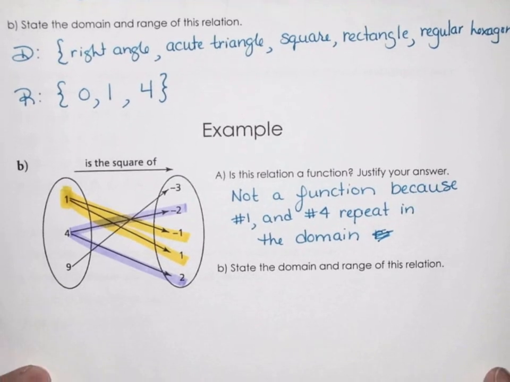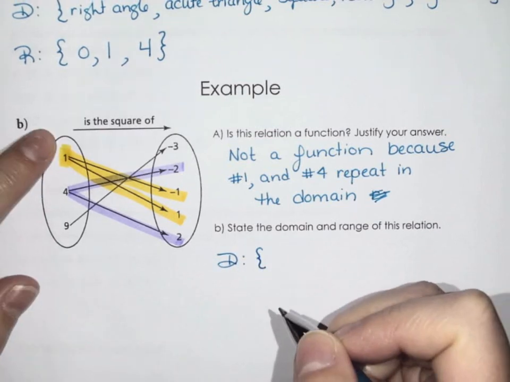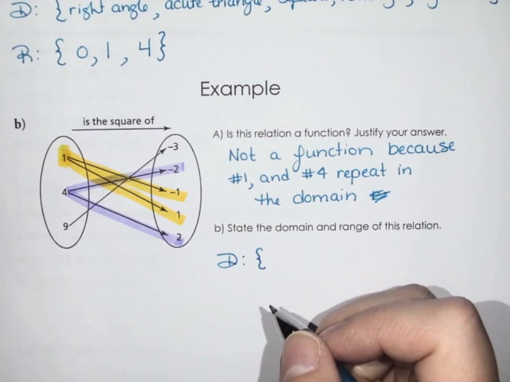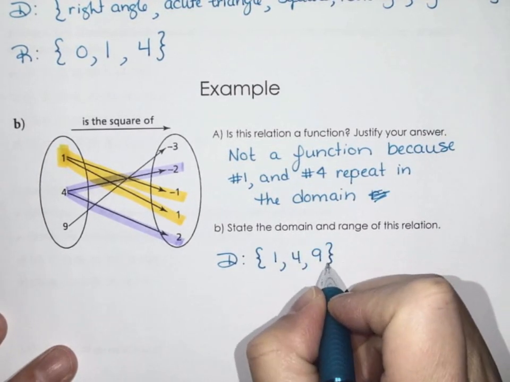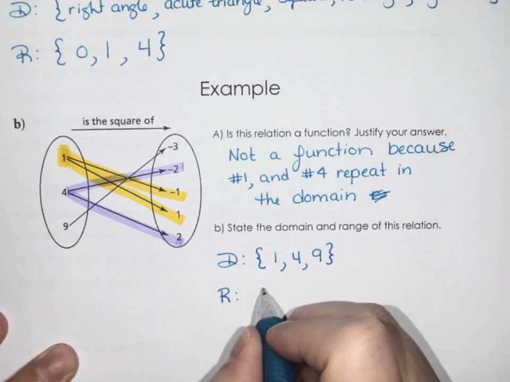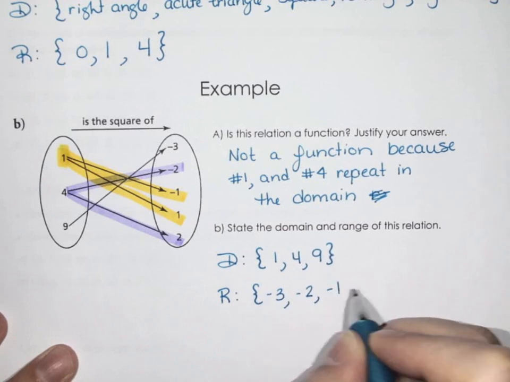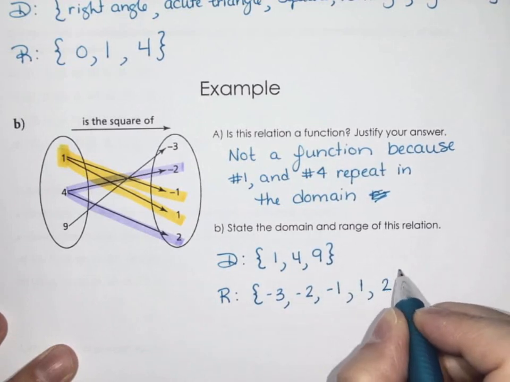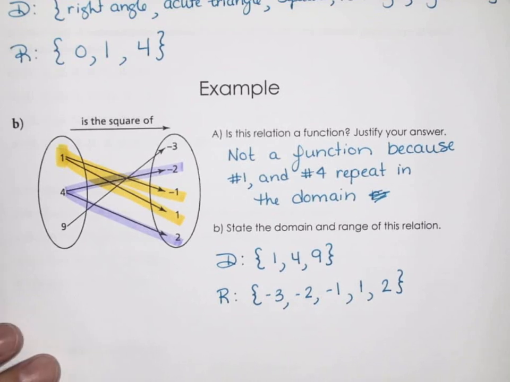Okay, this is nice and easy. State the domain and range of this relationship. So domain, fancy brackets. This is nice because in an arrow diagram, they don't write them repeatedly. So this is going to be 1, 4, and 9. Close my fancy brackets. R, going to open fancy brackets, and I'm going to have -3, -2, -1, 1, and 2, and close my fancy brackets. Oh, so much easier than the polynomials. So much easier than factoring. Domain and range. I like it.